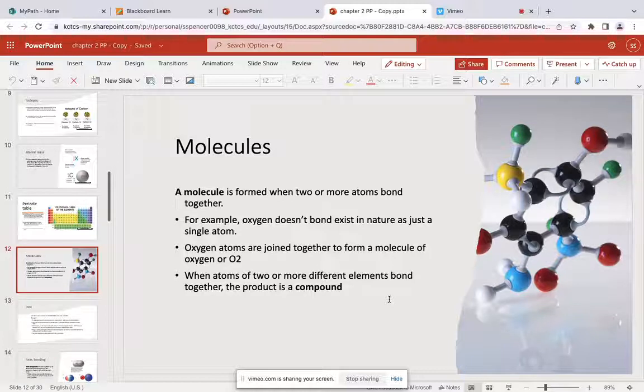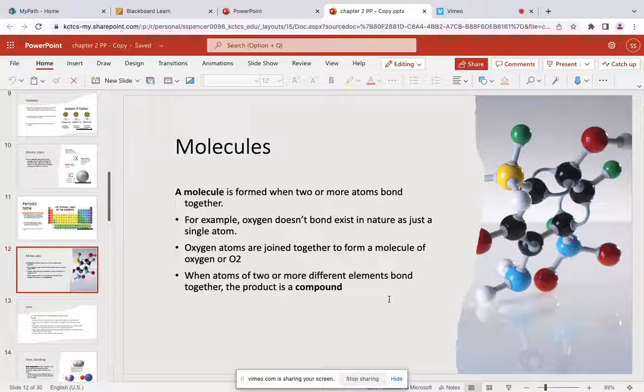For example, here I have oxygen. Oxygen doesn't exist in nature as a single atom. In order for it to form a molecule, it has to come together and form another bond with oxygen. So you never see O1, right? Have you guys ever seen H1O? It's H2O. So in order for oxygen to be considered a molecule, it has to have another bond with itself.